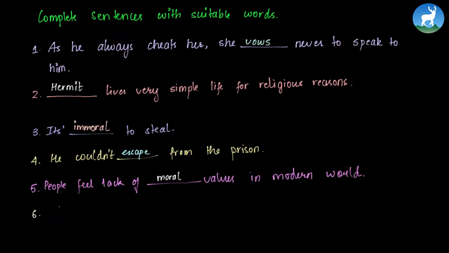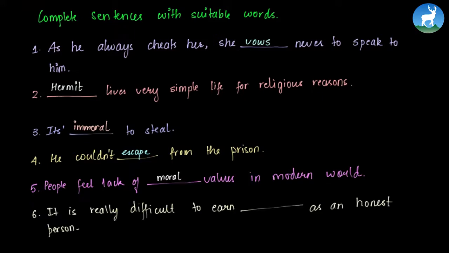And finally we have, it is really difficult to earn blank as an honest person. So it's usually very difficult to earn reputation. And in the text we have that hermit was a really very reputed person. So we can say it is really difficult to earn reputation as an honest person.